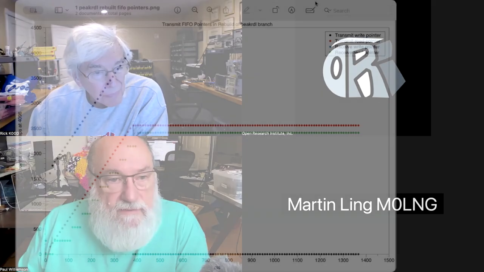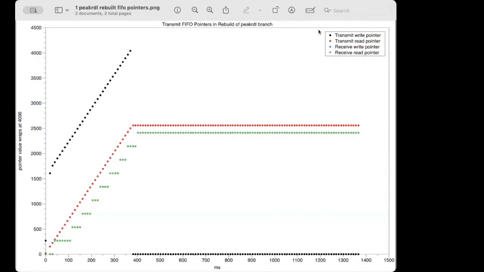Okie dokie. Okay, this is a visualization that I've been using when we were debugging the FIFOs. We got Matthew to insert some code into the HDL to give us a register where we could read back the FIFO pointers. There's four of them: transmit and receive FIFO, and then each FIFO has a read and a write pointer. And this is where we were November 4th or thereabouts.